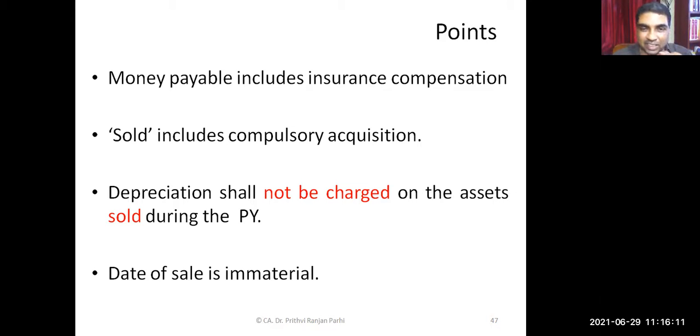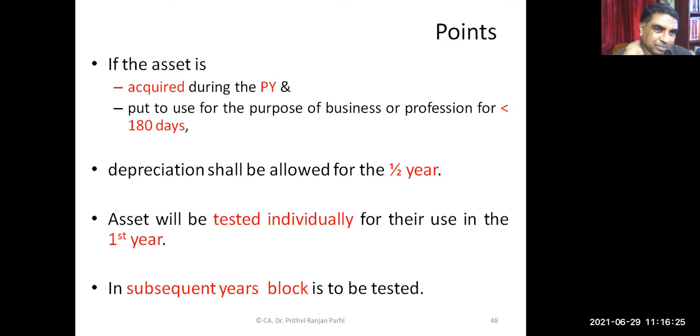Depreciation shall not be charged if the asset is sold during the previous year. If in a particular previous year an asset is sold, then on that asset depreciation is not going to be charged. Date of sale is immaterial. We'll be learning this concept.